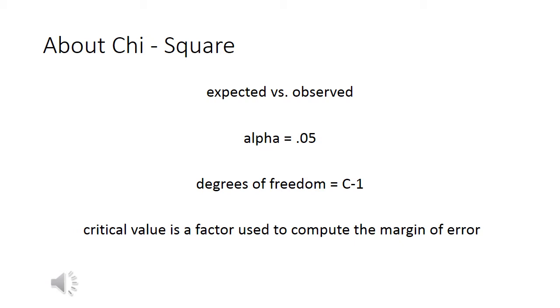The degrees of freedom represent the number of possibilities and is calculated by the number of categories minus 1. And the critical value determines the boundary for rejecting or accepting the hypothesis. The critical value is a factor that's used to compute the margin of error. The formula for chi-square, represented by an italicized x squared, is the sum of observed values minus expected values squared over expected values.